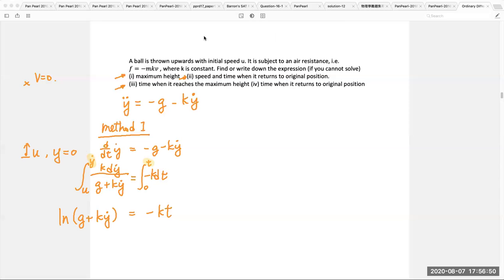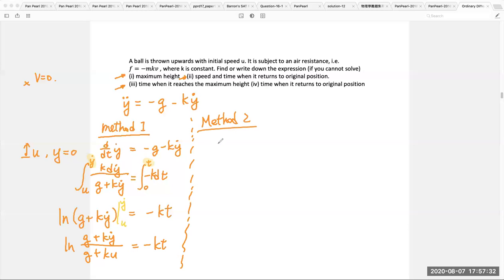It's so interesting actually. So the range of the integral can also be a variable. And then if you input it as a variable, then you get a more general form. Y dot, u. And then you need to simplify on the left hand side, and then you get natural log of g plus ky dot divided by g plus ku equals negative kt. So we leave it here first, okay? Try to see another method to solve it.